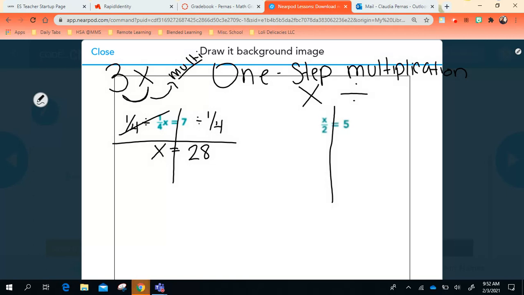So now we have x over 2. What does that mean is happening? It's dividing. We're dividing x by 2. So what is the inverse? Multiplication. So I'm going to multiply by 2 on both sides. So this is going to go ahead and cancel itself out. What is 5 times 2? 10.